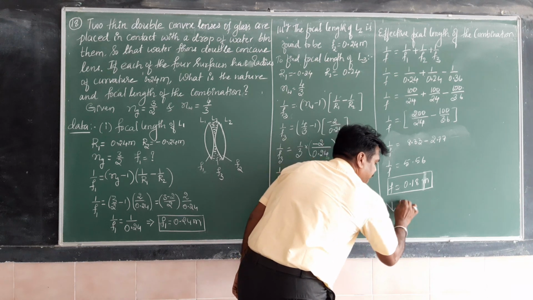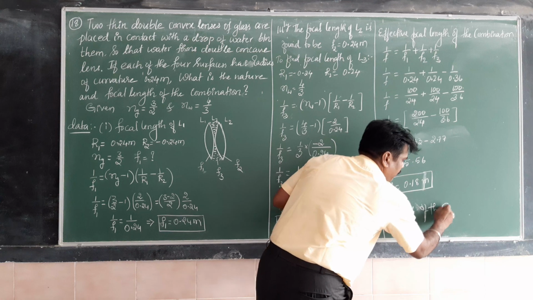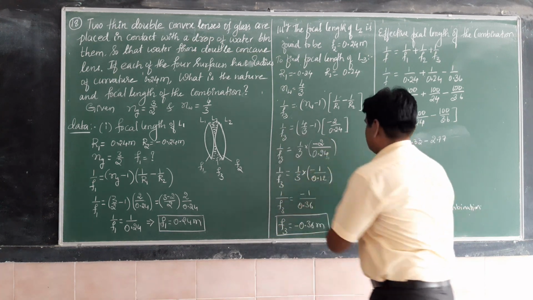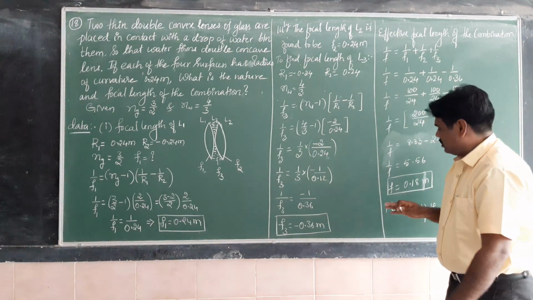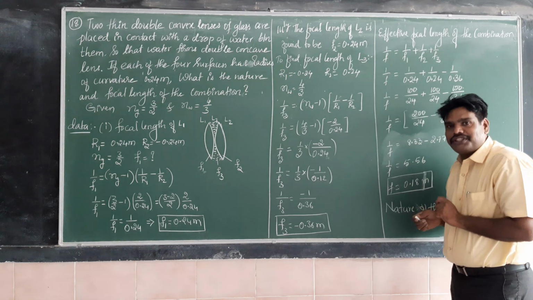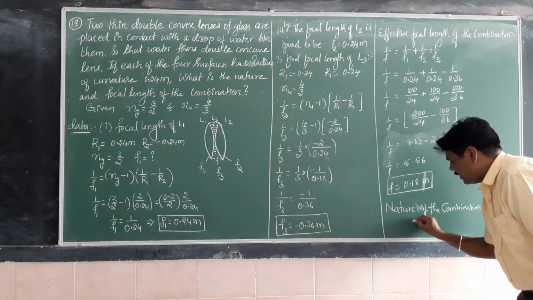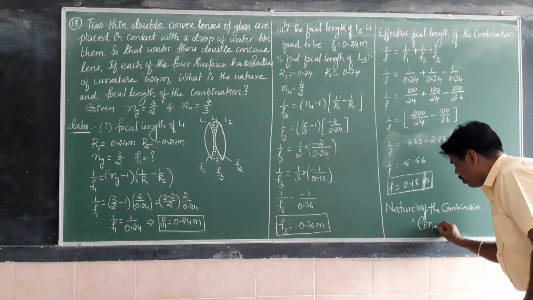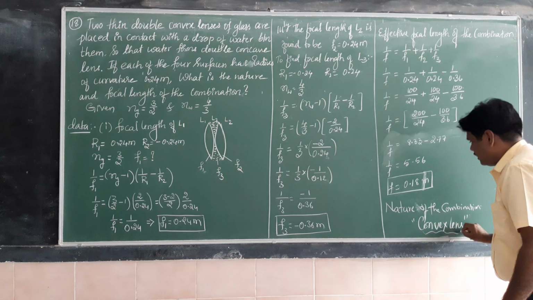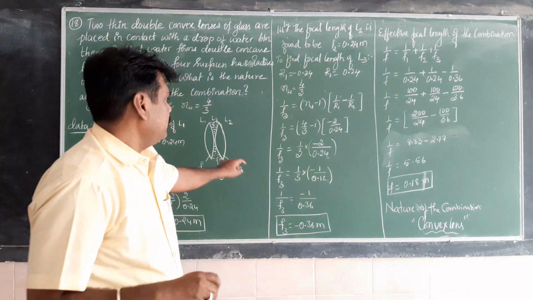The nature of the combination becomes, so we have to tell what is the nature of the combination. Since we are getting a positive value here, a positive value is for what type of lens? It is for a convex lens. Then finally the nature will be a convex lens.